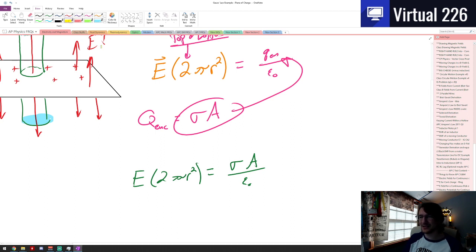Now, why does this matter? That kind of looks weird. What is pi r squared? Pi r squared is an area.